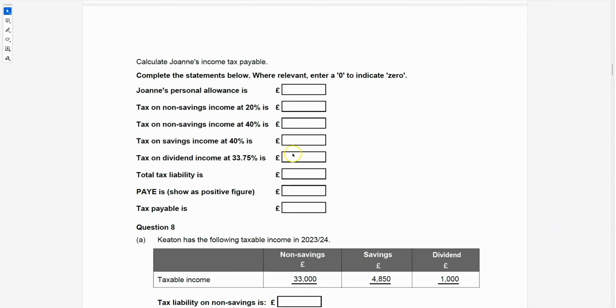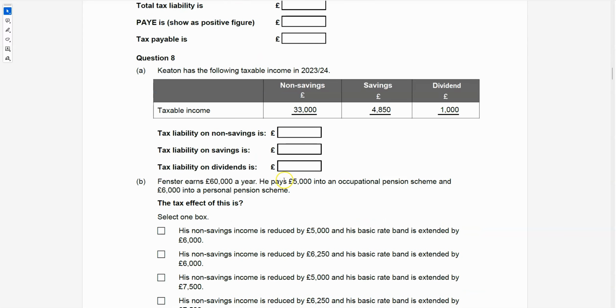We just need to write everything on the box. So we have the next one, question number 8. It says Keaton has the following taxable income. Taxable income means this is after the personal allowance. So Keaton has the following taxable income: 2324 non-saving, 33,000 saving, 4850, and the dividend 1,000.